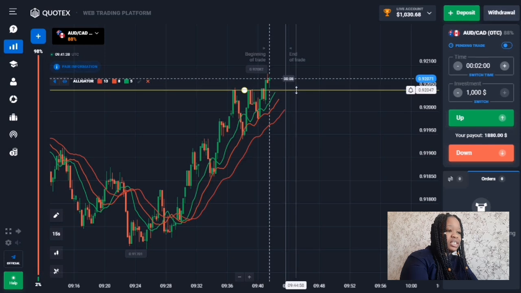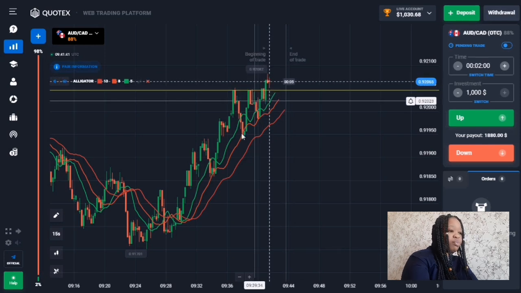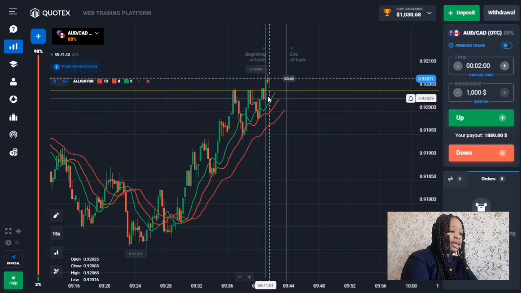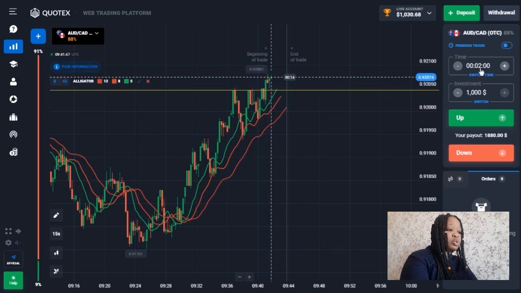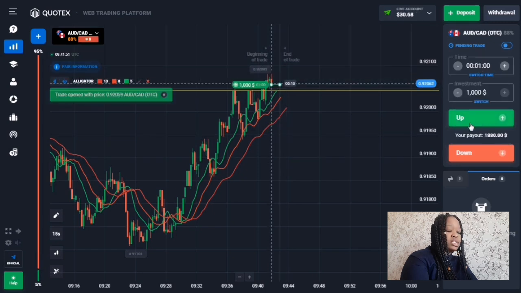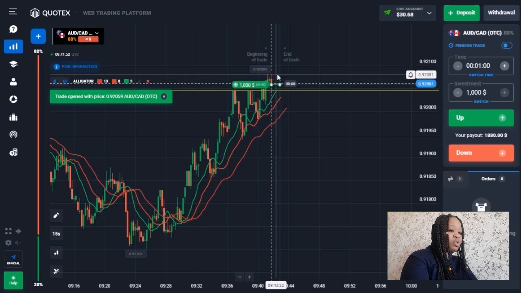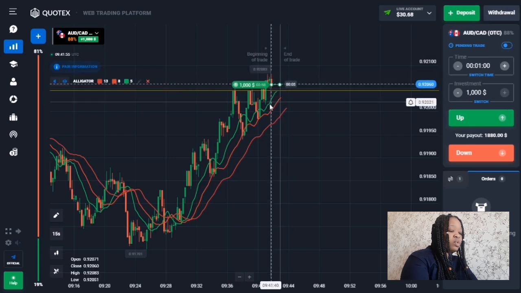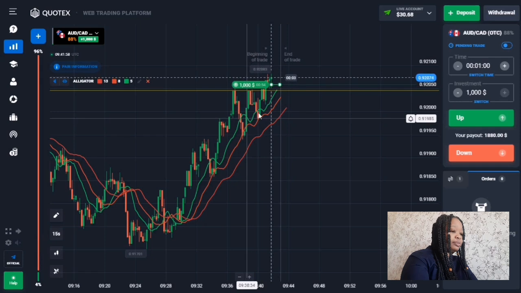Well, analyzing this, it is the level of resistance. The price lows are becoming higher and the price has been moving along this level and it's now starting to break through it. So I'll enter the market with an up trade for 1 minute because I think that price will be rising for a while. So let me wait and see the results of this trade.